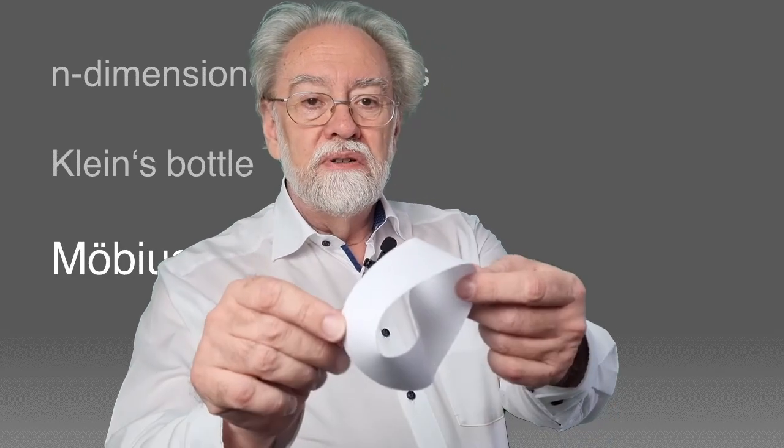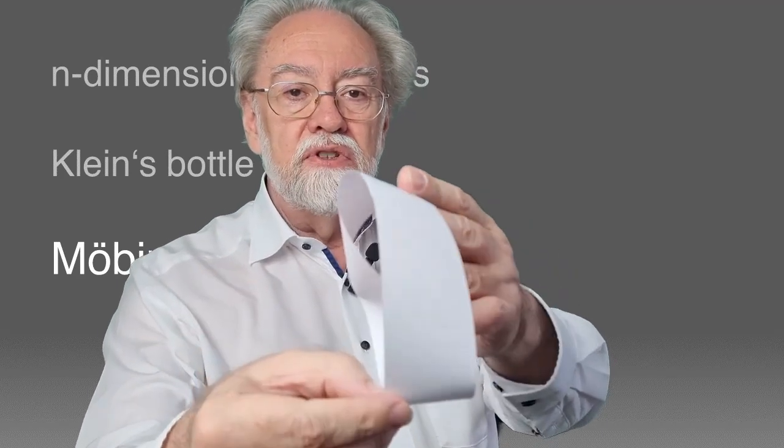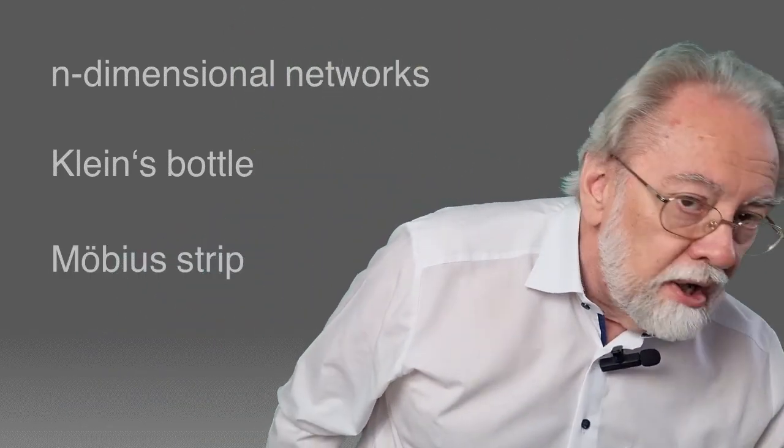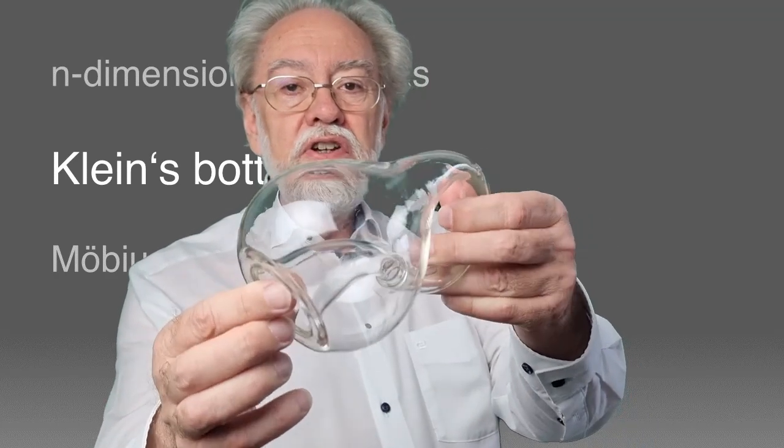Hi. I'm sure you have seen this before. It's a so-called Möbius strip. It is an astonishing entity with only one side, one surface, one edge. A similarly astounding object is Klein's bottle, a three-dimensional object with only one surface.